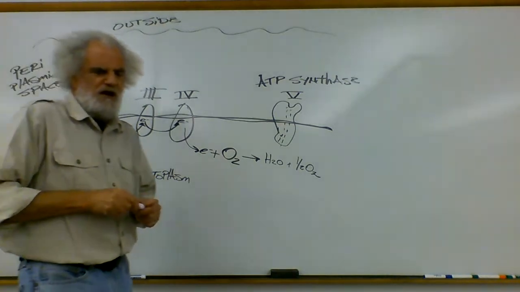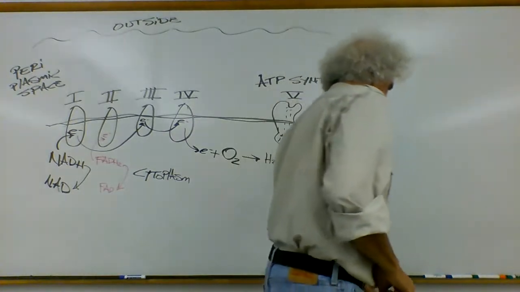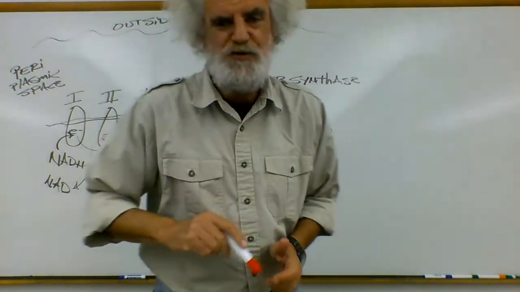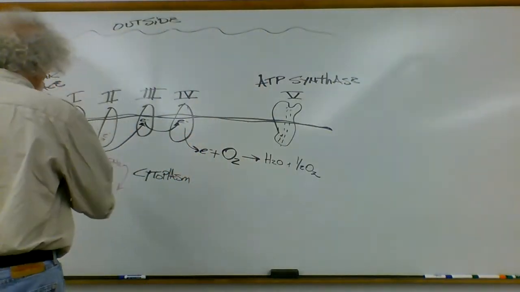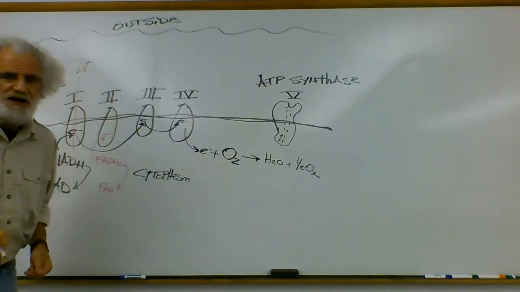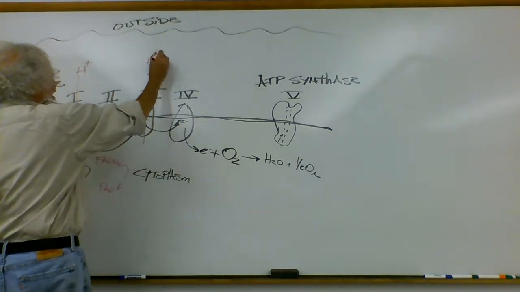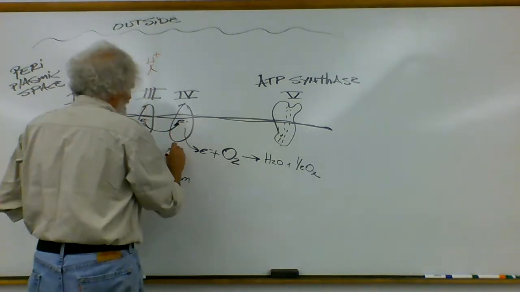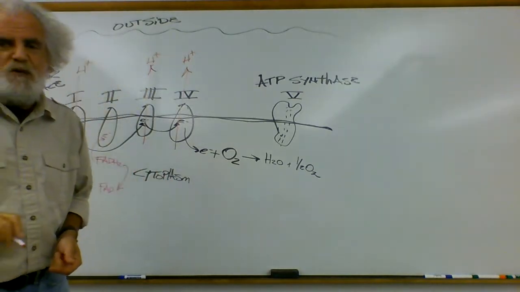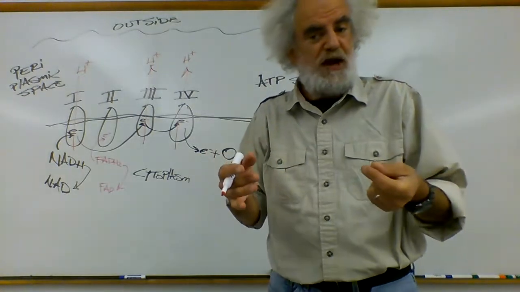Now, let's put in our hydrogen ions, our protons, all right? And red for protons. So complex 1 is pumping out a hydrogen ion. Complex 3 pumps out a hydrogen ion when it has an electron, and complex 4 pumps out a hydrogen ion. And what we got here then is a hydrogen ion gradient being generated.